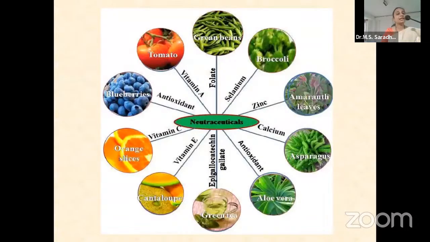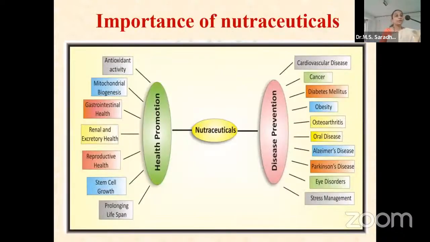Now, this is a slide to make you aware about the availability of nutraceuticals from our natural foods, which we can consume regularly in our daily diet. Now, as told earlier, nutraceuticals have a combined effect for health promotion and disease prevention. Let's talk about health promotion. Because of its beneficial effects, they have an abundant amount of antioxidants, which help in mitochondrial biogenesis, stem cell growth, and prolonging the lifespan of a person, and give good health to your system, including gastrointestinal health, renal and excretory health, and the reproductive system.